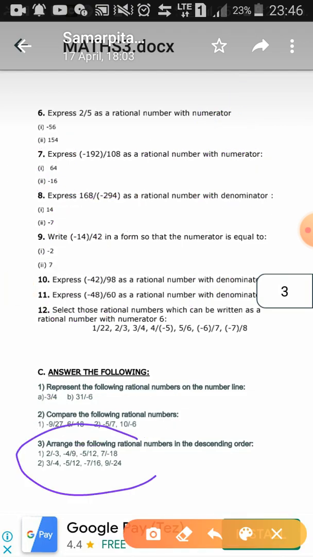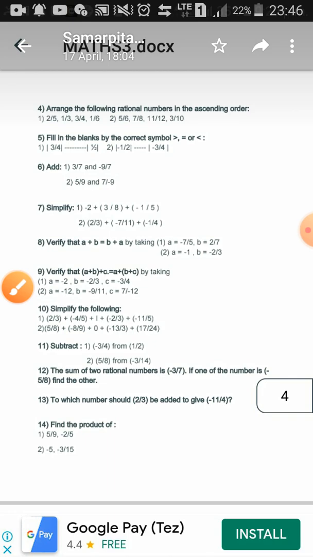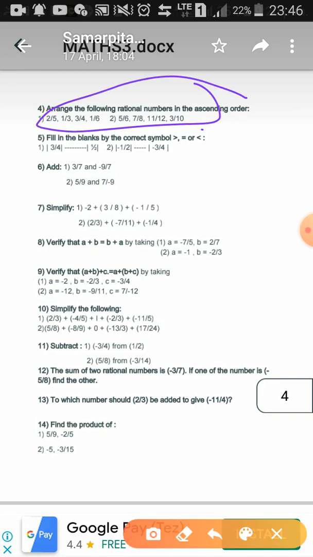Again, arrange the following rational numbers in descending order. You are doing the same thing as you do in fractions. You are going to take out the LCM, make all the denominators equal, and then arrange it in descending order. Ascending order also you will be able to do on your own. Greater than, less than also you will be able to do on your own. You know how to find out which one is greater and which one is smaller.